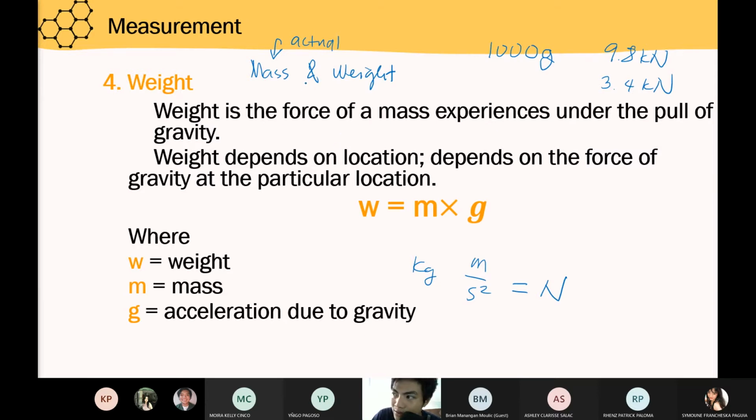So, in chemistry naman, we may interchange the mass and the weight. Okay lang din naman. Ako nga, kanina na-interchange ko sila, di ba? Kasi, ang consideration naman natin is that we are on the same planet. So that's fine. Okay lang yan. However, keep in mind na yung mass and weight may difference talaga.